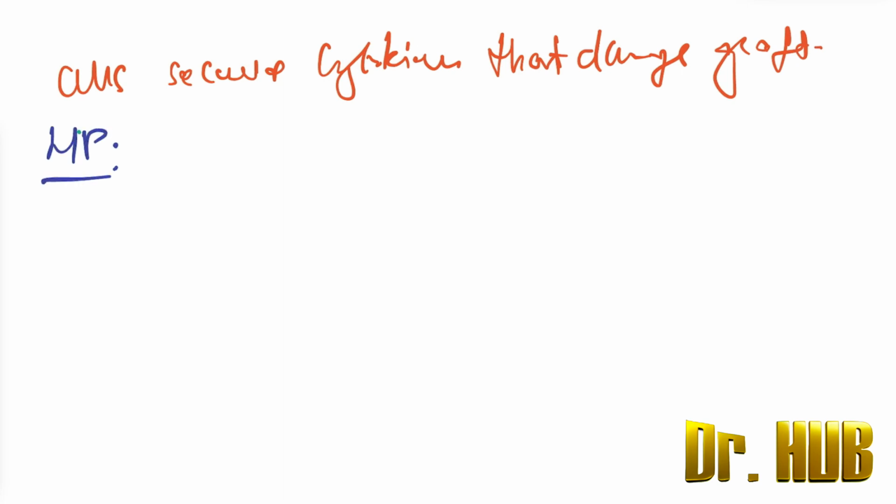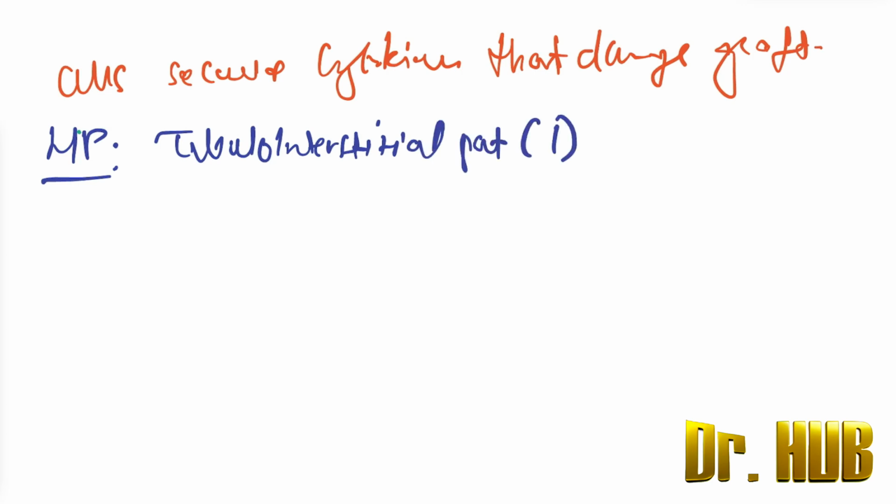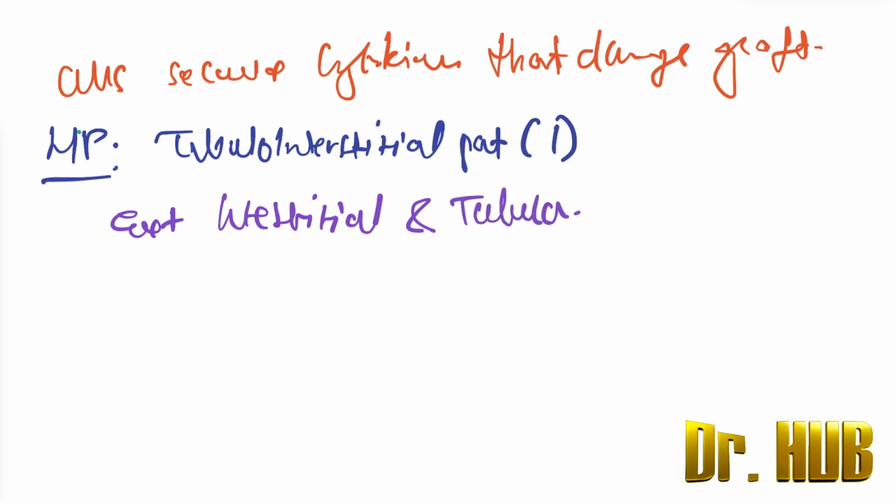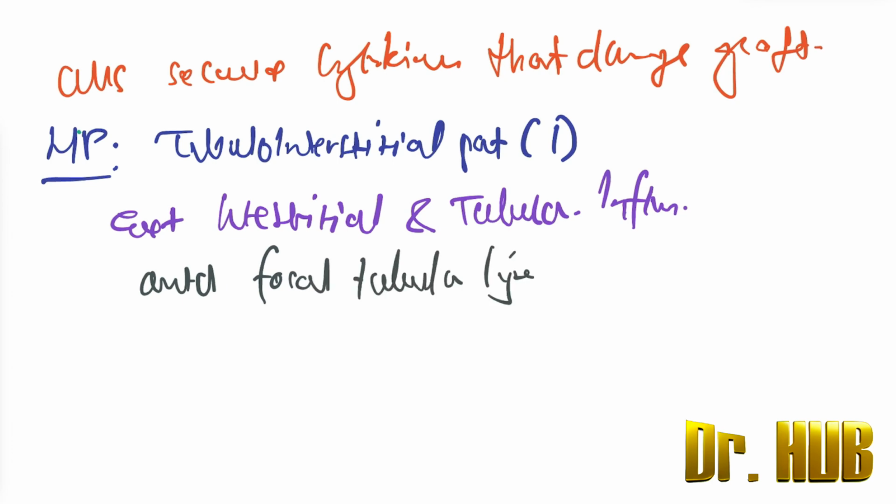Under the histopath findings, there is a tubulo-interstitial pattern, that is type 1. Here there is extensive interstitial and tubular inflammation, and this is associated with a focal tubular injury. And then comes the vascular pattern.